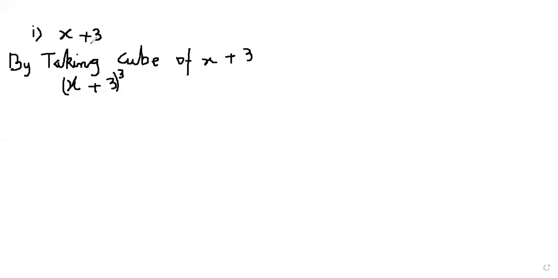x plus 3, this is the first part. By taking cube of x plus 3, practically we are taking the whole cube. Cube means we are taking the whole cube.